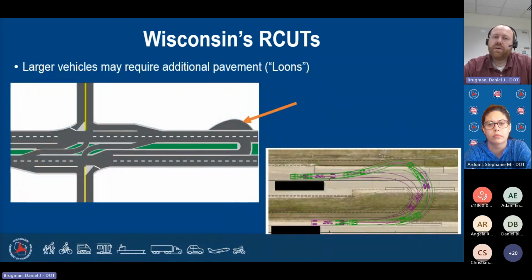One other design variation that we have is whether or not an RCUT has additional pavement for those larger vehicles. This is often referred to as a loon due to the unique shape of the pavement, matching that loon bird's head. You can see from the picture on the right that the turning movement at the U-turn intersection follows that path and creates that loon shape head. And we only use these where, obviously, it depends on the amount of larger vehicles using this type of intersection and the volumes.